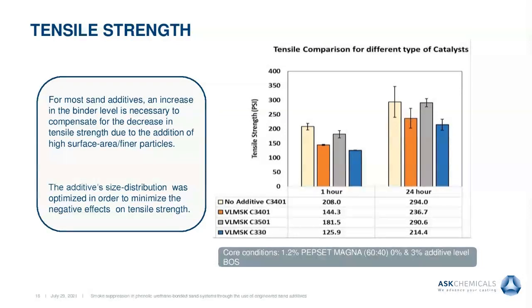So let me show you here two different time points for tensile strength. We pick 1 hour and 24 hours. Of course, we can monitor other time points, but just to illustrate here, you can see no additive, and this is sort of cores made with, again, 1.2% Magna, 60/40. We have 0% no additive and 3% for the rest of the samples with Sun additive. And you can see that we're not surprised about this. There is a reduction in tensile strength from the use of the Sun additive at 3%.